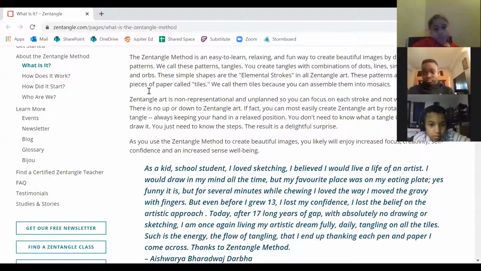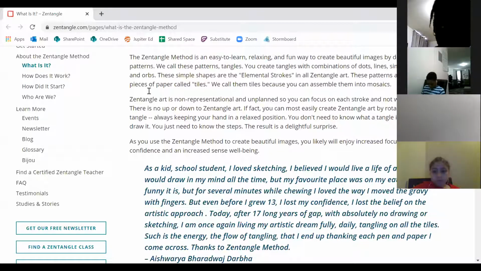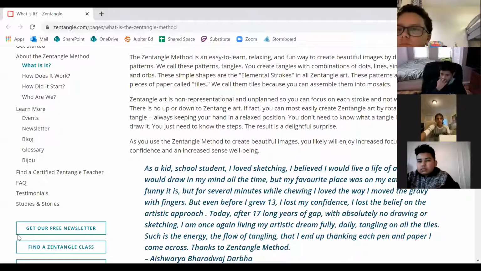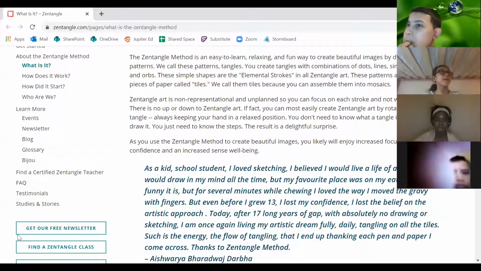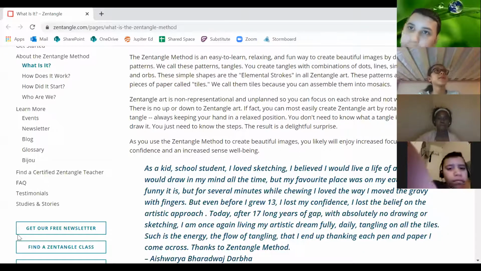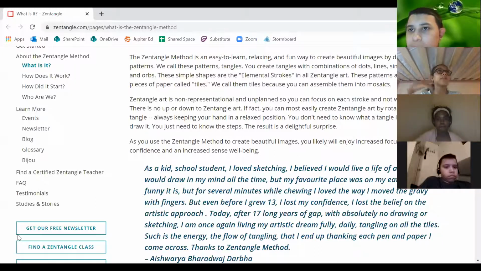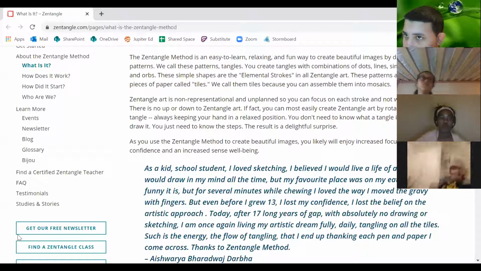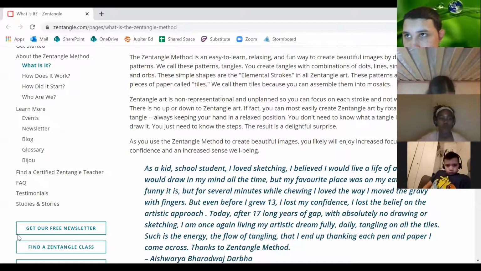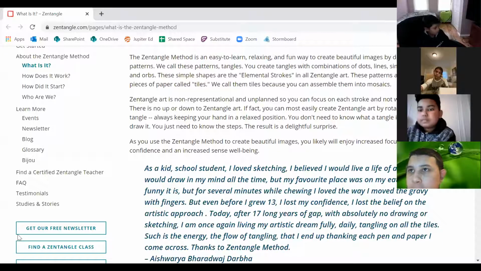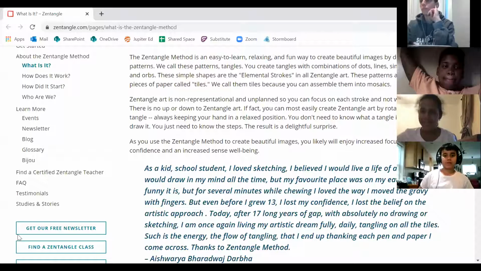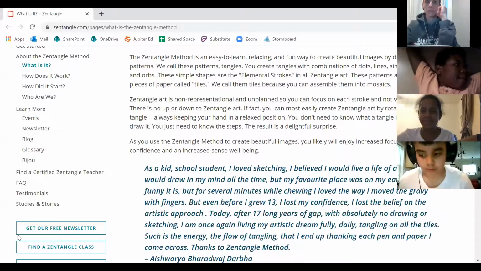Zentangle art is non-representational and unplanned, so you can focus on each stroke and not worry about the result. There's no up or down to Zentangle art. In fact, you can most easily create Zentangle art by rotating your tile as you tangle. Always keep your hand in a relaxed position. You don't need to know what a tangle is going to look like to draw it. You just need to know the steps. The result is a delightful surprise.